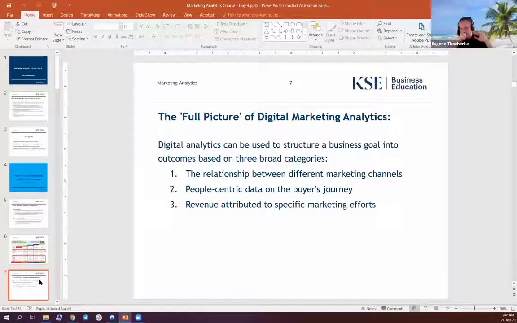So understanding how much money each channel generates for your business, as well as the customers coming from a particular channel, like an attribution-related thing, as well as the relationship between different marketing channels, whether it supports or facilitates the customer journey at a certain given point or not, is crucial. So all those three aspects are covered in digital marketing analytics.